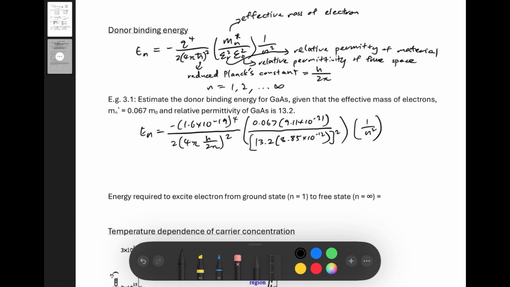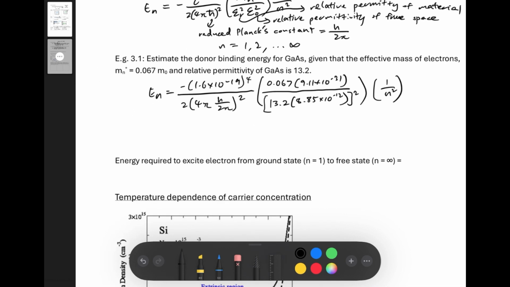So if you type this in the calculator and work it out, you will get negative 8.34 times 10 to the power of negative 22 over n squared. And this is in joules, so we can convert this to electron volts, and this happens to be this. So that's the donor binding energy of gallium arsenide, which is negative 5.21 over n squared milli electron volts.